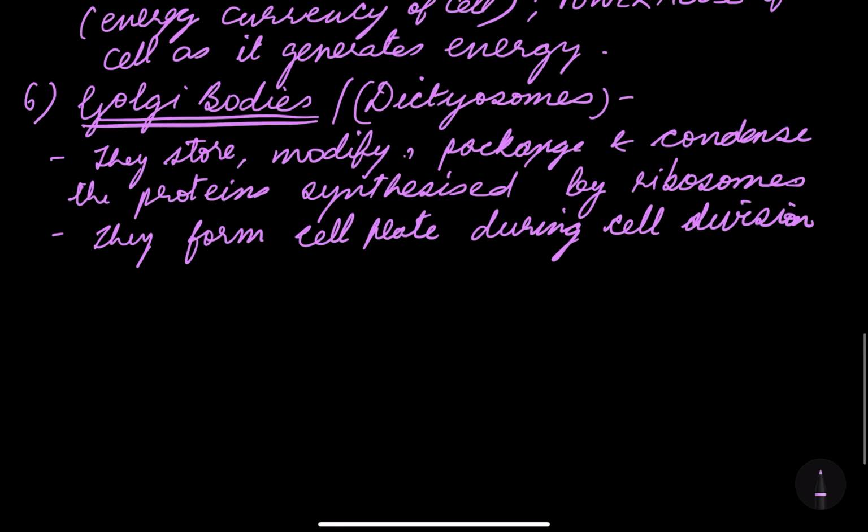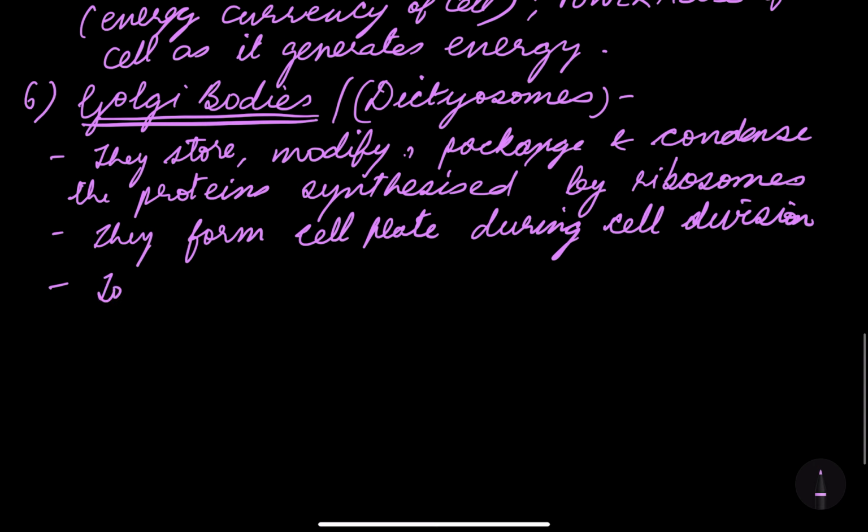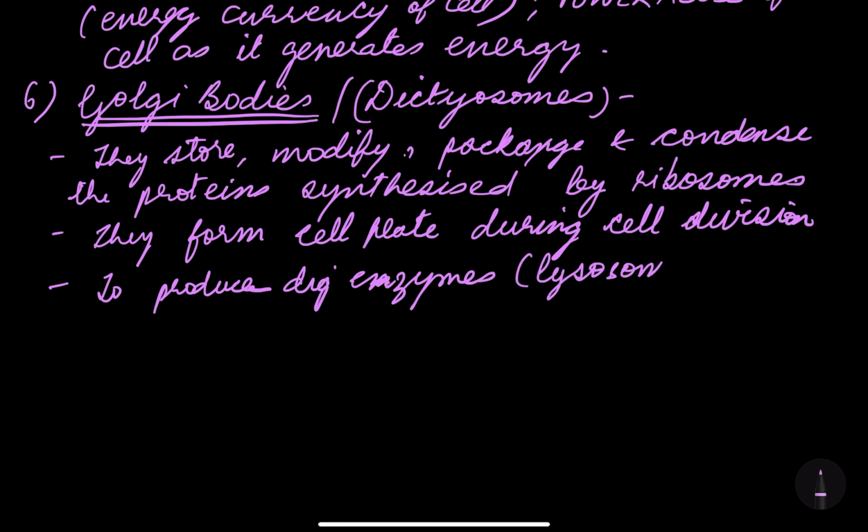Next, these Golgi bodies help to produce digestive enzymes, or you can say they help to produce structures called lysosomes, rich in digestive enzymes. They are referred to as the suicide bags of the cell, and they bring about degradation of the cell organelles or the entire cell itself.